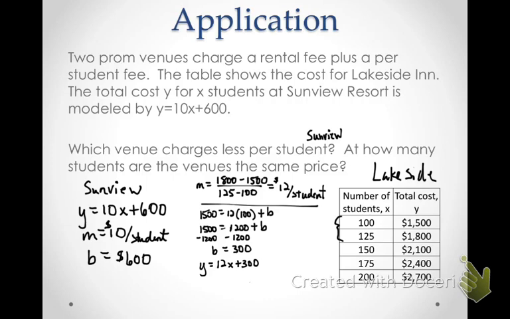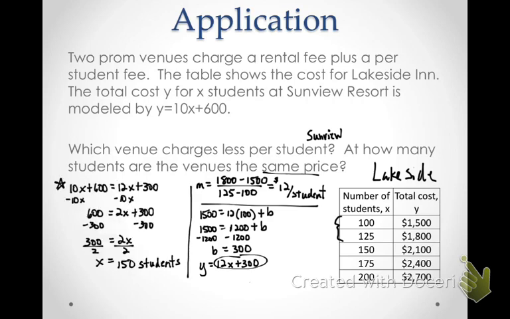Now to find out at how many students, which is our x value, the venues are the same price: when you see "same" in math, that means equal. So we're going to set the expression for cost for Lakeside equal to the expression for cost for Sunview and then solve for x. If you look at the left side of the screen at my work, you can see where I have set those cost expressions equal to each other and solved for x. And x equals 150 students. So at 150 students, the venues are the same price.